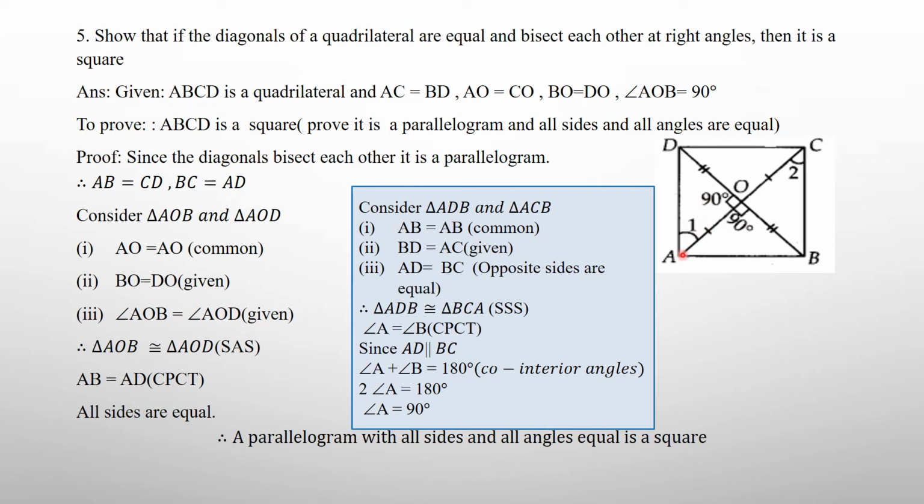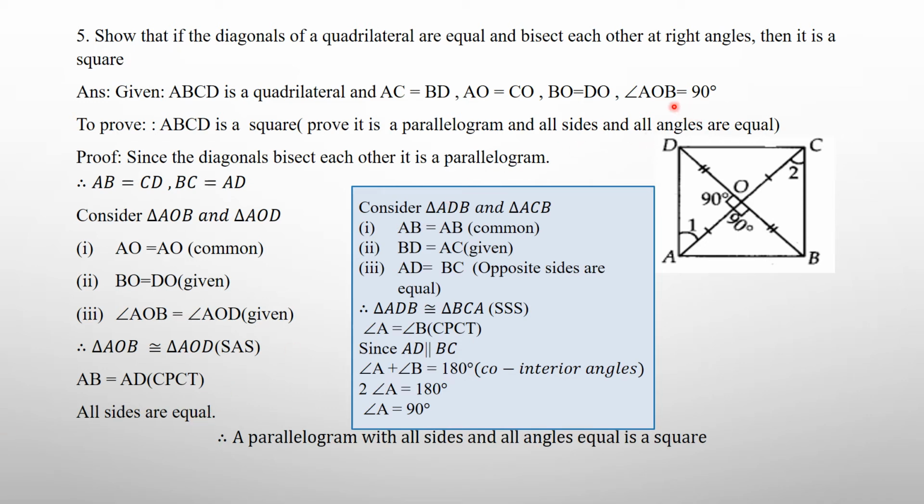Now let us consider the triangles AOB and AOD. We can see AO is equal to AO common, BO is equal to DO is given, and angle AOB is equal to angle AOD, 90 degrees, is also given. Therefore we can write triangle AOB is congruent to triangle AOD using SAS congruency. From this we can write AB is equal to AD, CPCT. So we have AB is already equal to CD, now AB is equal to AD. From this we can say all the sides are equal.